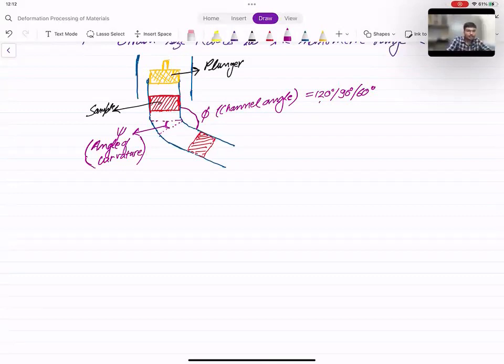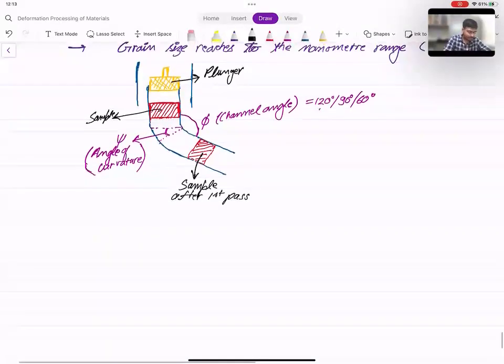And this will be our sample after. Here also several passes can be done. Okay, so this is say after a single pass we are seeing. So this is the sample after first pass. Okay. So this is the schematic arrangement for this ECAP process.